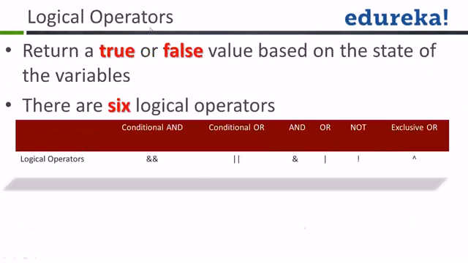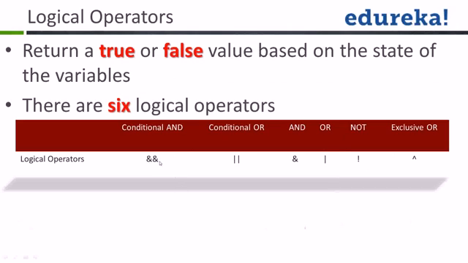Now, we come to logical operators. They return a true or false value based on the state of the variables: the conditional AND, conditional OR, bitwise AND, bitwise OR, the NOT operator, and the exclusive OR operator. First of all, I'll explain the NOT operator. It simply complements the value. It gives the opposite value: not 1 will give you 0, not false will give you true, not true will give you false. So it will give you the opposite value whenever you use a NOT operator.